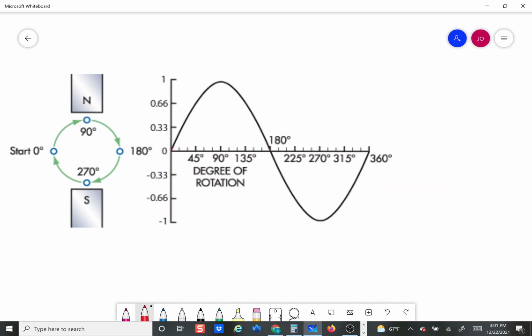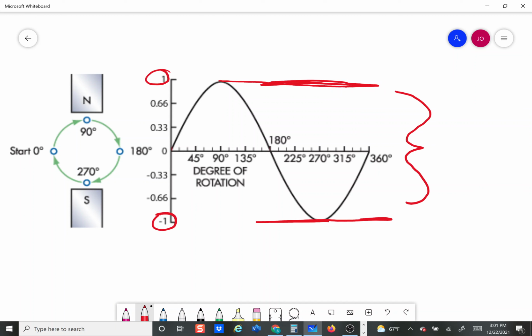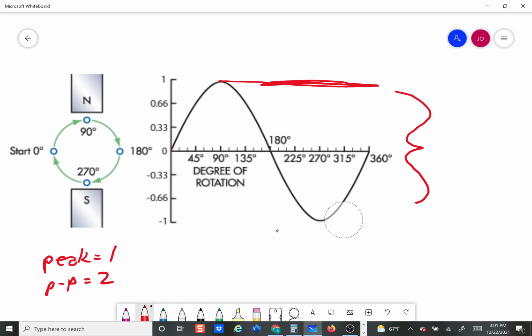Then we have what is called peak to peak. That is simply the top of the top value to the bottom of the bottom value. How much distance is here? In this case, if this is positive 1 and this is negative 1, my peak to peak value would be 2. So in this case, I have a peak value of 1 and a peak to peak value of 2. Piece of cake. My peak to peak value is always going to be double peak.